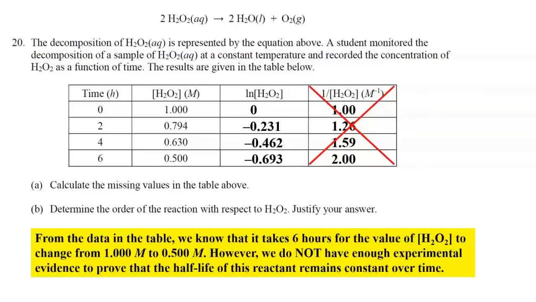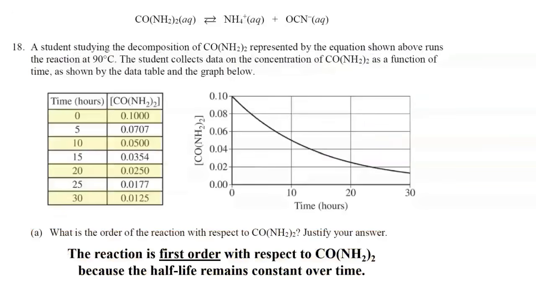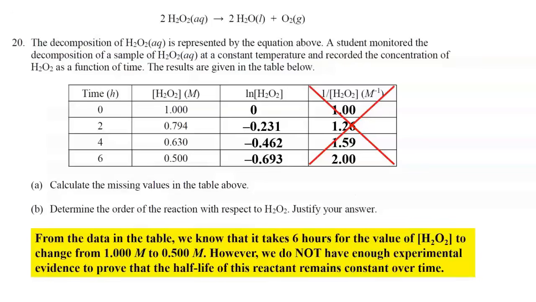Yes, we know that it takes 6 hours for the concentration of hydrogen peroxide to change from 1 molar to 0.5 molar, but that's it. We don't have successive data where we can say it decreases by 0.5, it decreases by 0.5. So if you say it's first order because the half-life remains constant over time, that's not a valid claim based on this data table. We just simply don't have enough information to know if the half-life remains constant over time.